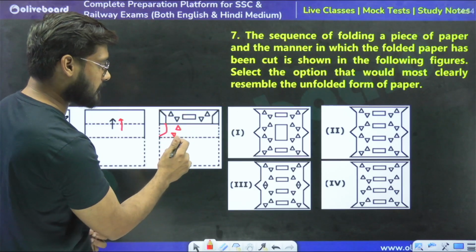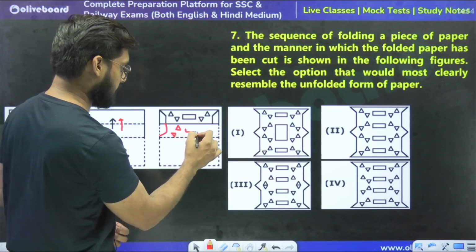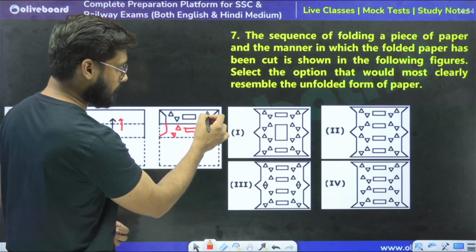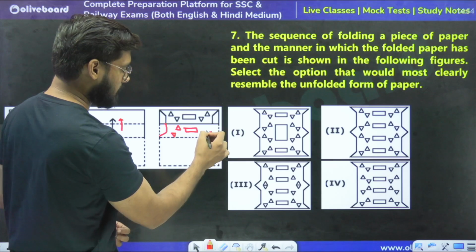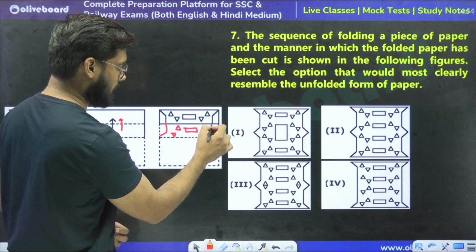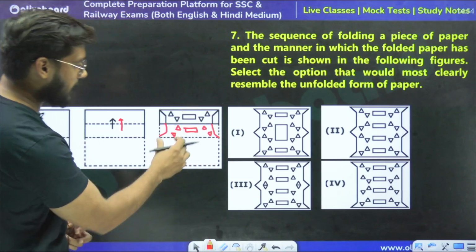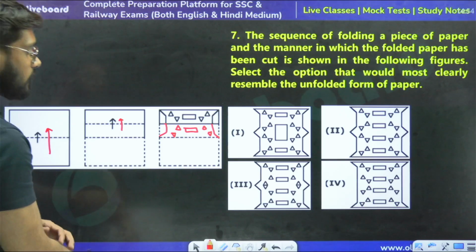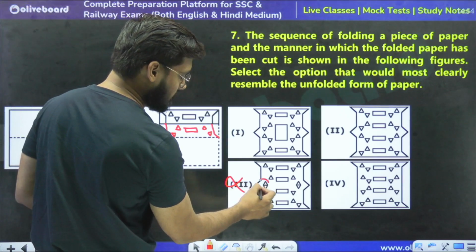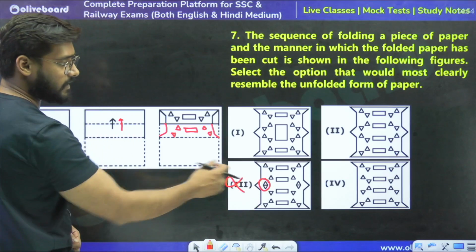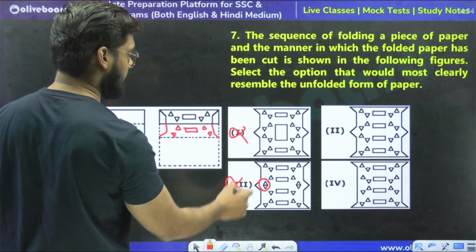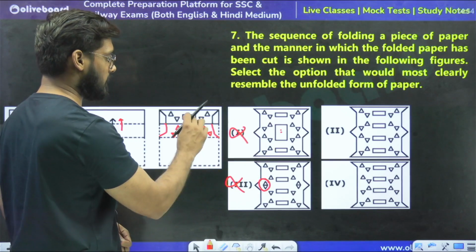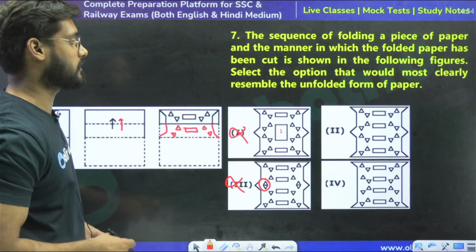This is at the middle, so middle like this. This is at the top, then this should be at the bottom, and this is at the bottom, this should be at the top, and this will be like this. We should get the image like this. Right? So option 3 is cancelled because these are attached. Option 1 is cancelled because of this rectangle. We should get two different rectangles.